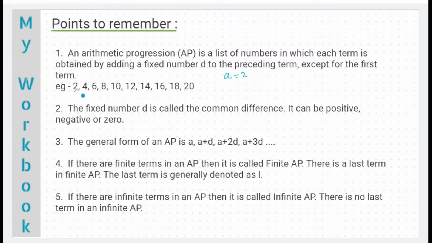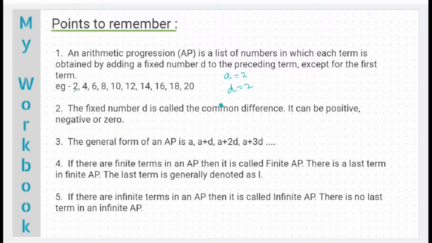And the difference between any two successive numbers, 6 minus 4 is 2, 12 minus 10 is 2, 18 minus 16 is 2. So the difference between any two successive numbers is called the common difference, and that is again 2 for this arithmetic progression. The fixed number d is called the common difference. It can be positive, negative or 0.